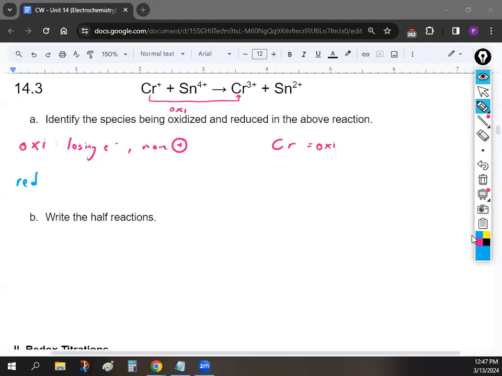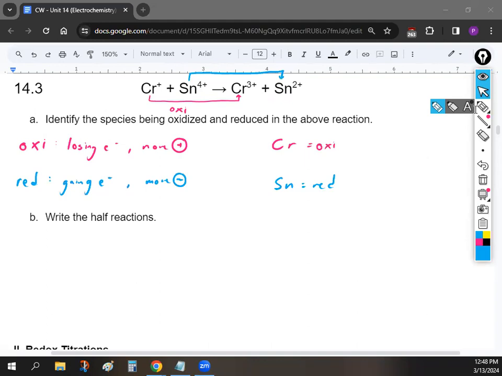Okay, and then obviously, if one is oxidized, the other one is reduced. So reduction is when you are gaining electrons. And this is where you're becoming more negative, right? Because if you get more electrons, you become more negative. So if you take a look at tin, Sn is going from +4 to +2. The charge is going down. And so tin is going to be reduced. Okay, so those are the species being oxidized and reduced. Any questions on that one?